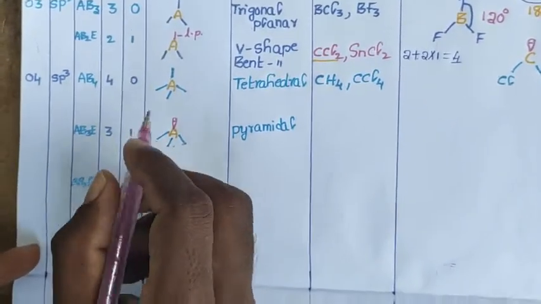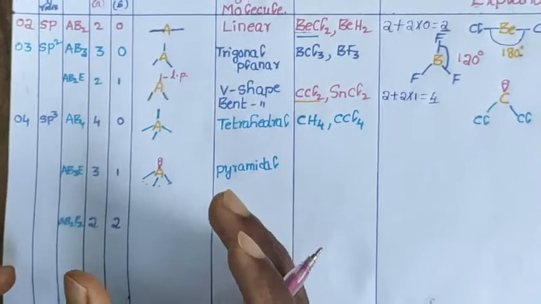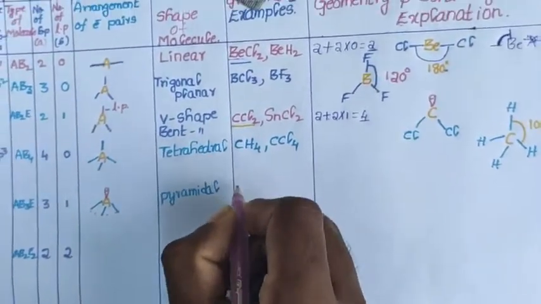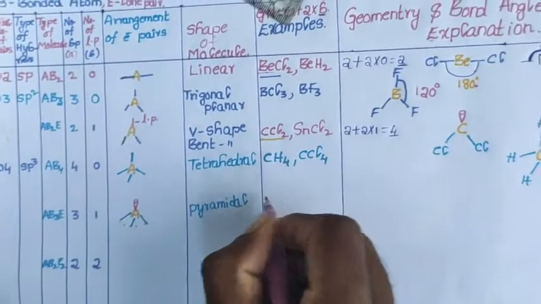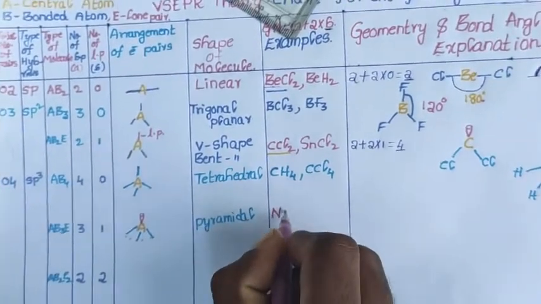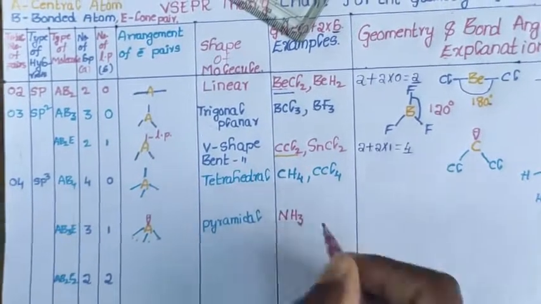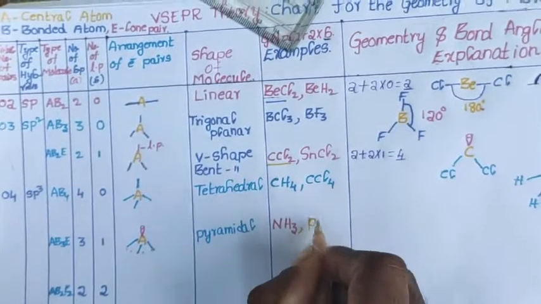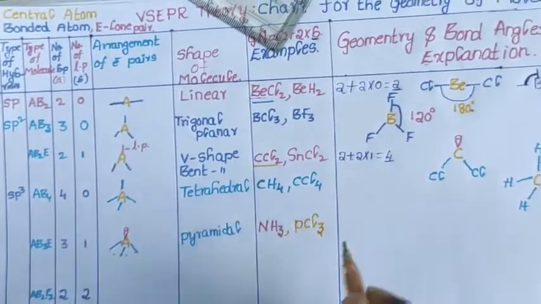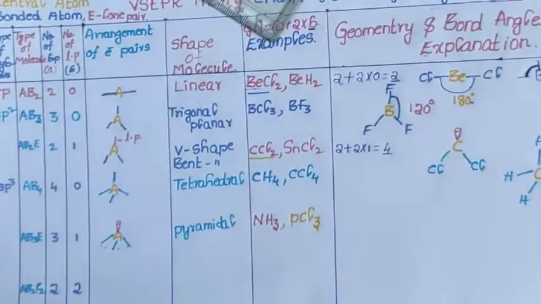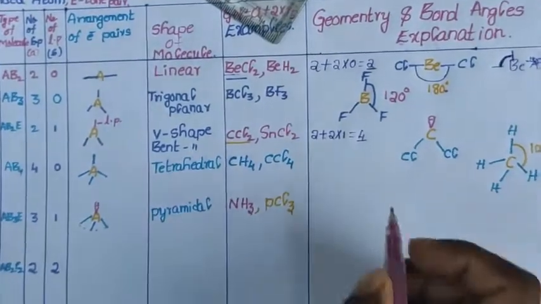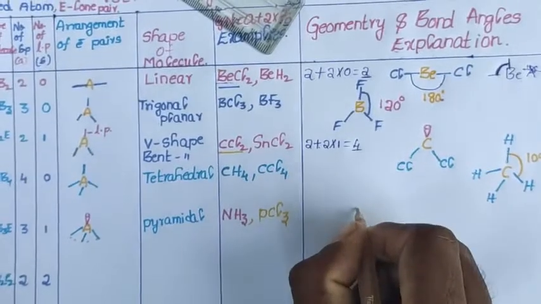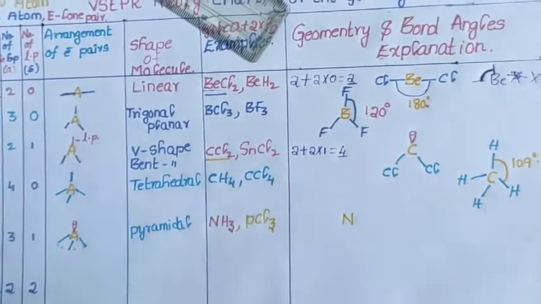3 plus 2, 5. So what is the group number? 5 group elements. Nitrogen. NH3, and then PCl3. These are the examples. Now I will explain clearly. So there, what is the central atom? Nitrogen is the central atom.